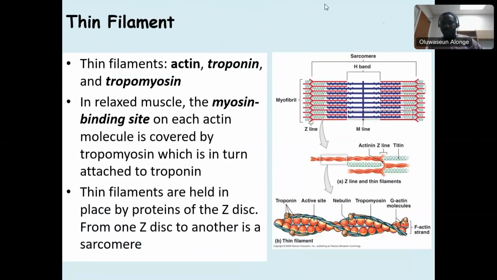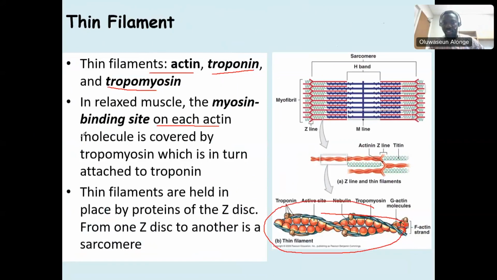Now, thin filament, like I told you, is made up of actin, troponin and tropomyosin. Those are the components of the thin filament, which is what you see here. Now, in relaxed muscle, the myosin binding site on each actin molecule is covered by tropomyosin, which in turn is attached to troponin. Does that make sense? So you see, tropomyosin covers this, and I call troponin a lock on the chain. So I say tropomyosin is a chain, and I say troponin is a lock. That will lock up the chain to prevent the chain from falling off.